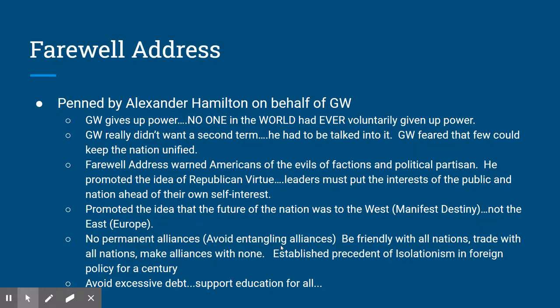Now, the reason why Washington issues a farewell address, because I think he frankly believes that the country may not be able to go on without him as president. So he understood that his importance to the early republic is that he is going to establish precedence. He is so well respected that he really believed that American leaders would follow Washington's advice. So with the farewell address, this is reflective of an act in which George Washington is actually going to give up power. And understand that in the world at this time, no one ever gives up power voluntarily. So this is a great act by Washington, stepping down after two terms. You know, he really didn't want a second term.